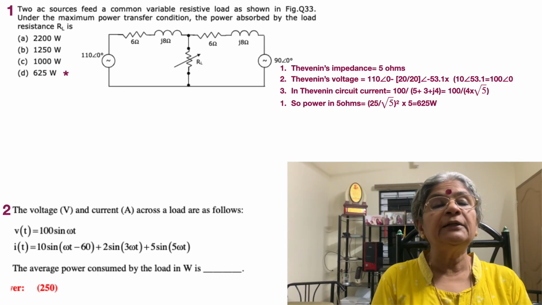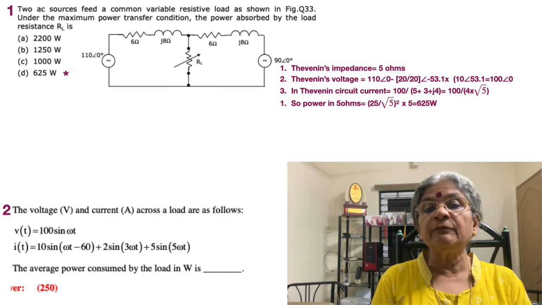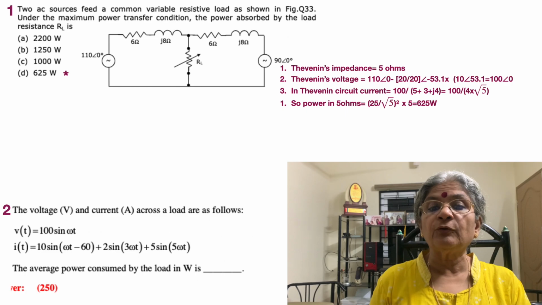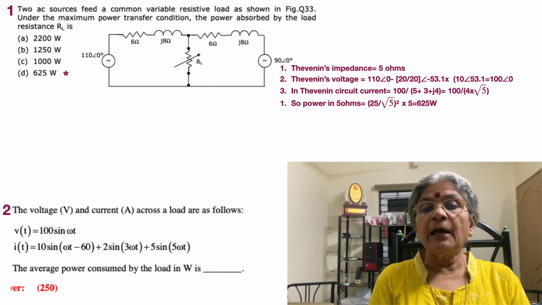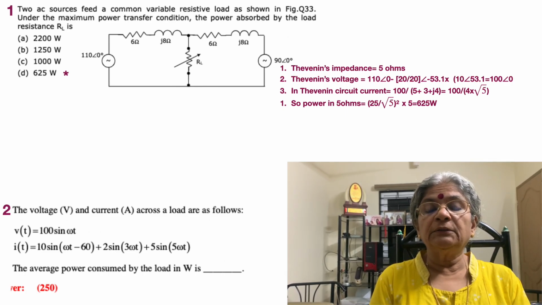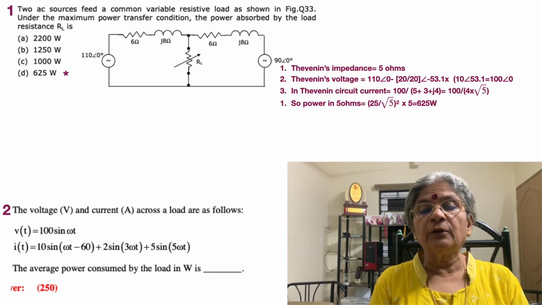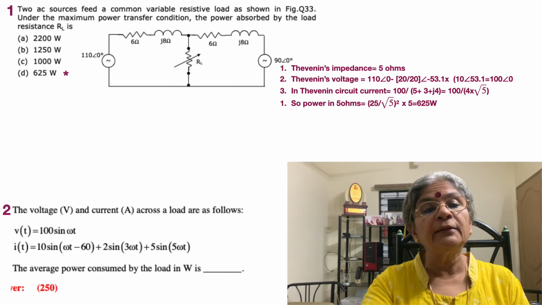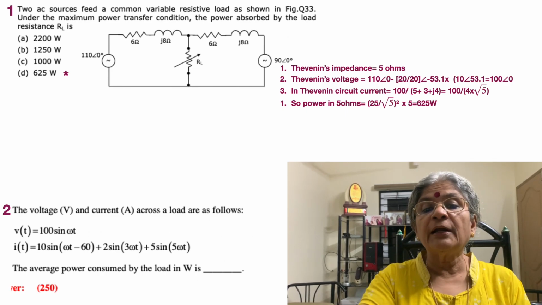So 100 divided by 5 plus 3 plus j4 is going to be the Thevenin's current, which is the same as 100 divided by 8 plus j4. You can take out 4, and the remainder will give you root 5. So 100 divided by 4 root 5 is going to give you the current.